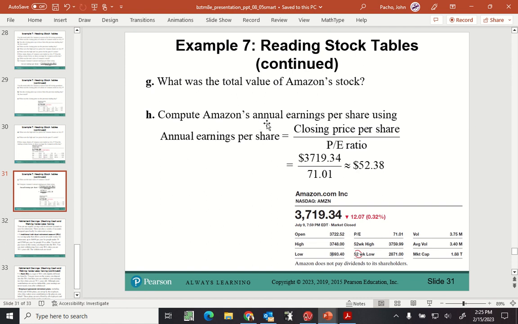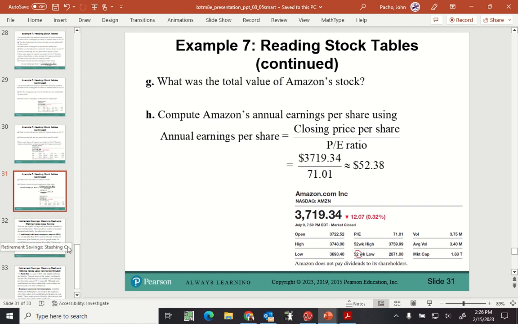And the last thing is compute Amazon's annual earnings per share using annual earnings: closing price per share divided by PE. So it's my $37,019.34 divided by my PE, which is 7101. That's how we get that annual earnings. That's all you have to do to get your annual earnings. So this last slide right here is hopefully super important, because if you have to calculate your annual earnings, you have to divide these two here. That makes sense? Hopefully.